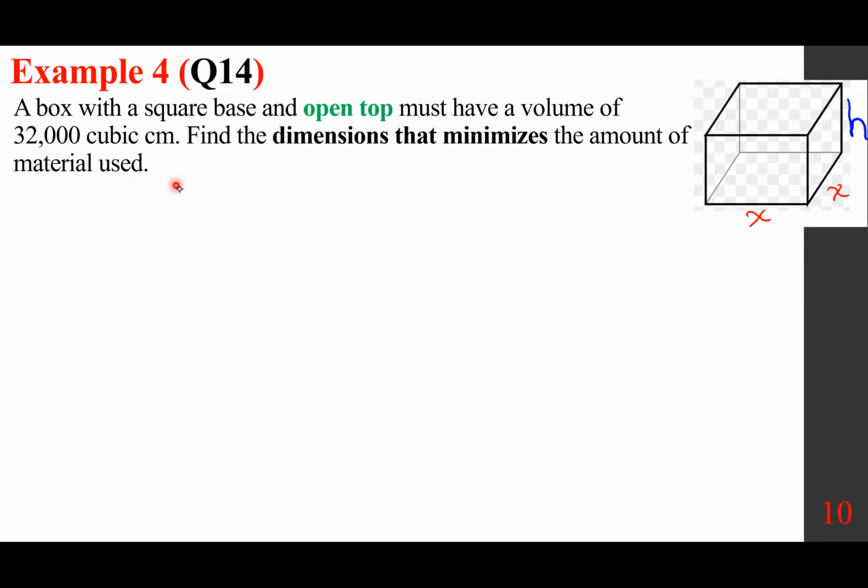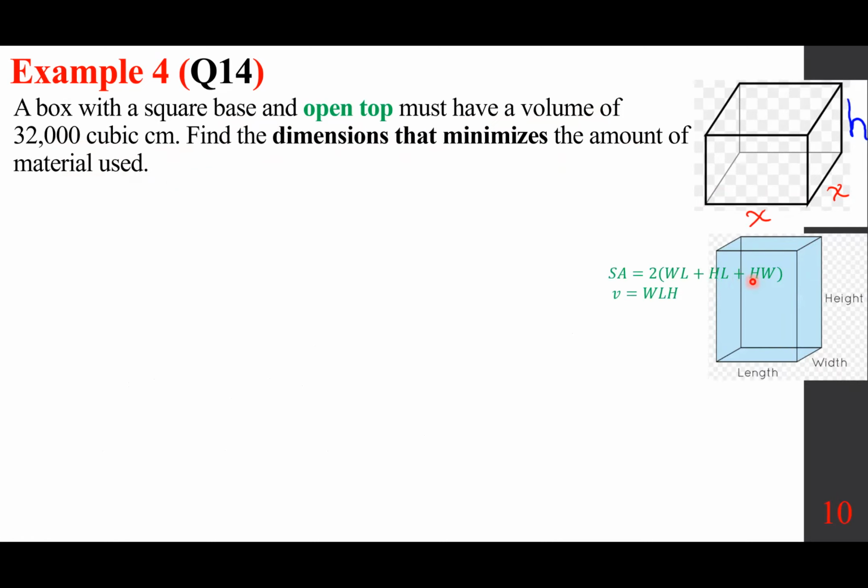algebra geometry. This is called a rectangular solid. If I want to find the volume, I'm going to multiply the width times the length times the height. If I want the surface area, meaning if I want to gift wrap it, that's the concept of a surface area. The front face is the length times the height. I have two of them. The side is width times the height. I have two of them. And the base is length times the width. I have two of them. So surface area is 2 times W times L plus H times L plus H times W.